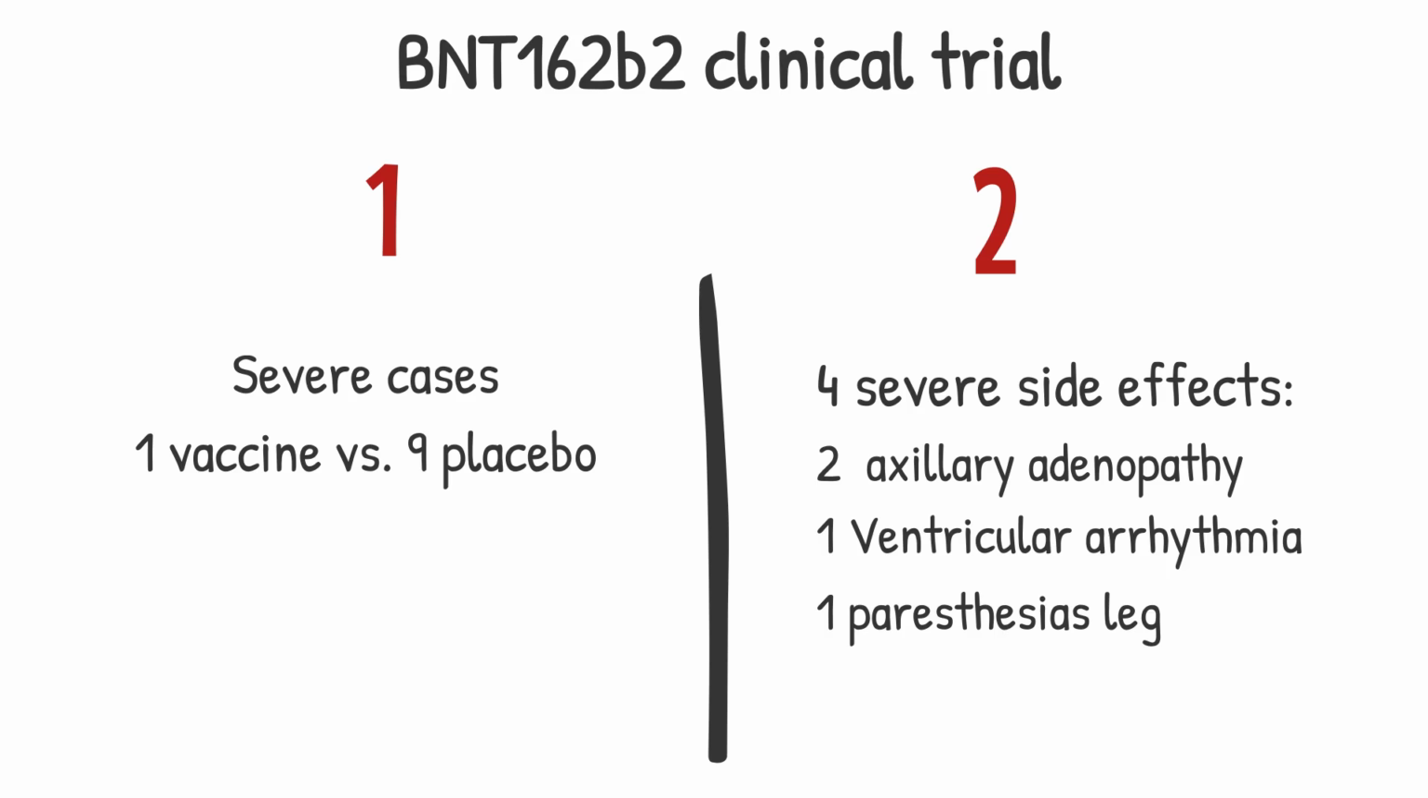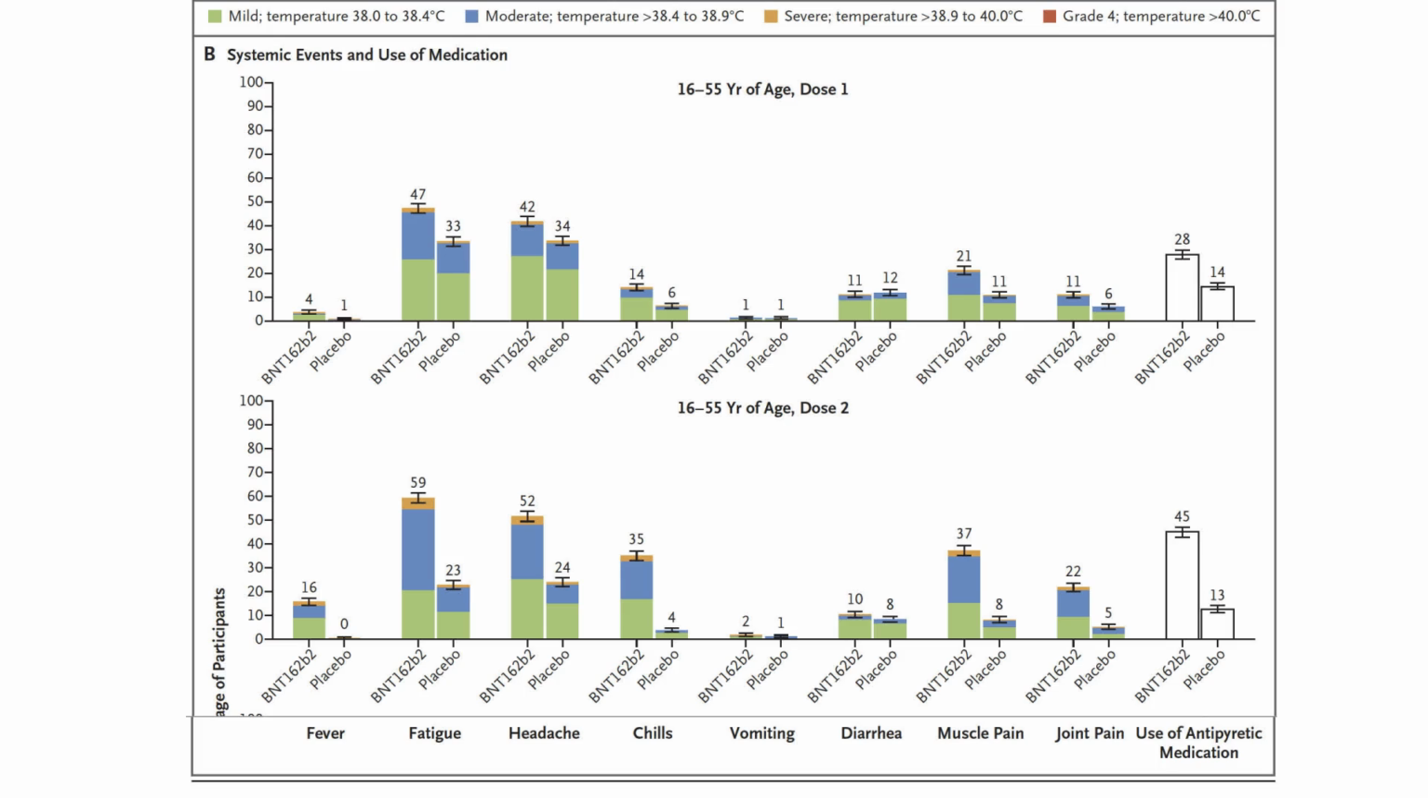With regards to side effects, there were only 4 severe side effects observed, 2 with swollen lymph nodes under the arms, axillary adenopathy, 1 with ventricular premature contractions, a heart arrhythmia, and 1 episode of paresthesias, or temporary loss of sensation in the legs. As this figure shows, mild to moderate systemic side effects were more common after the second injection, fatigue and headaches being the most common side effects.